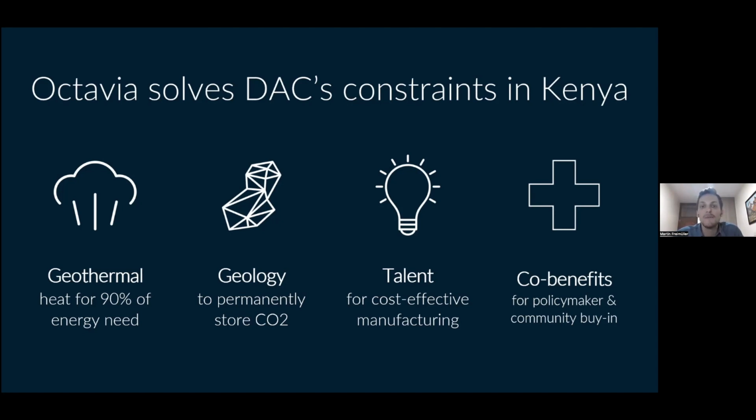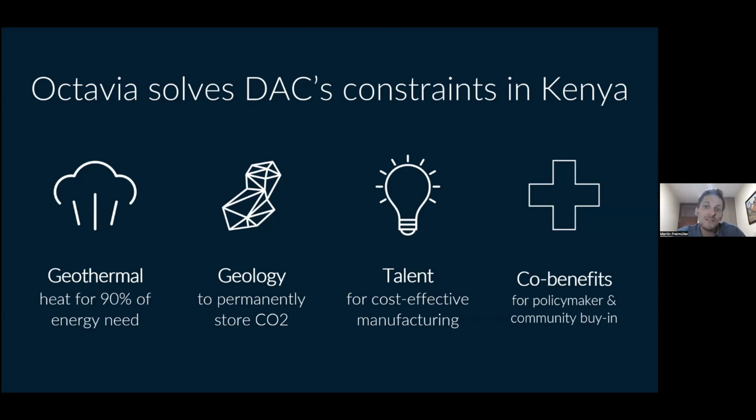A few more points to say here. Kenya also has very good geology to permanently store CO2 all along the East African Rift Valley. And that's, by the way, not just Kenya, it's also Ethiopia, essentially 4,000 miles of area with the right geology and energy to build out this industry at scale.